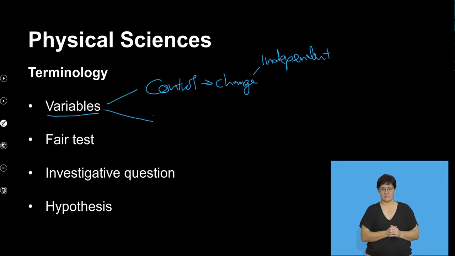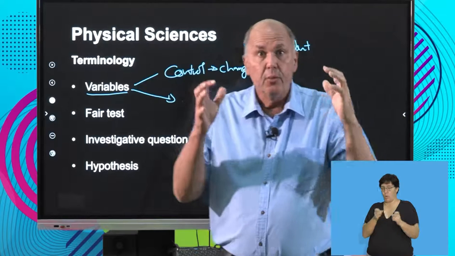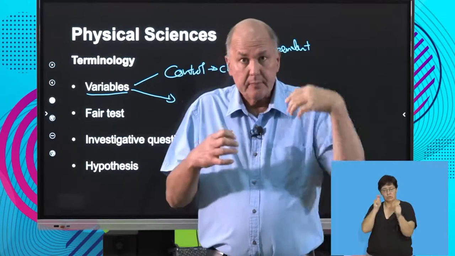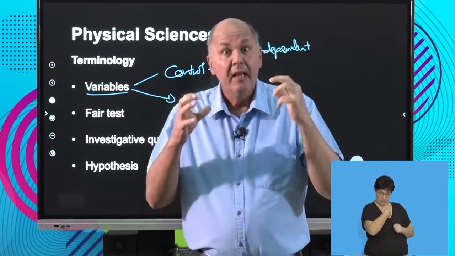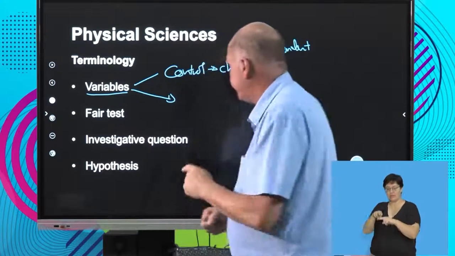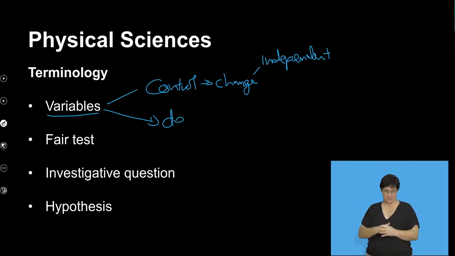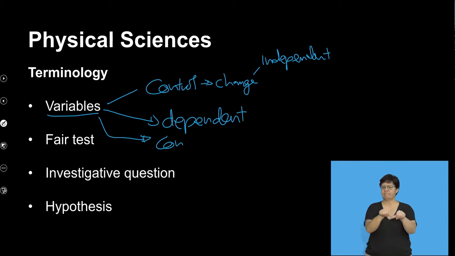The one that you don't control, the one that changes because you're changing the independent variable, that is called the dependent variable. So this one is the dependent variable. Now there are also things that stay the same. These are constants. And those ones aren't being measured. We're just keeping them the same to make sure that we've got a fair test.